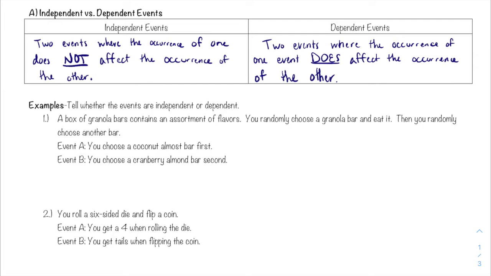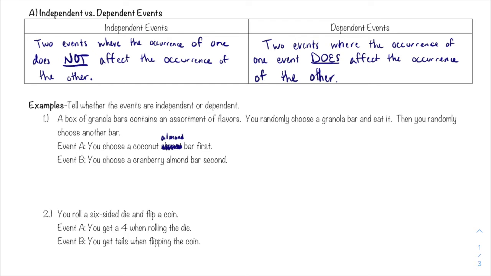So we're going to make some very simple examples here, and we're going to tell whether each is independent or dependent. You have a box of granola bars containing an assortment of flavors. You randomly choose a granola bar and eat it. Then you randomly choose another granola bar. So event A would be that you choose a coconut almond bar first, and then you choose a cranberry almond bar second.